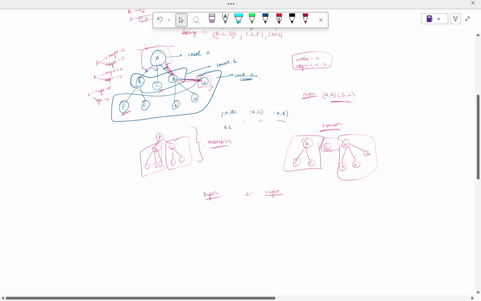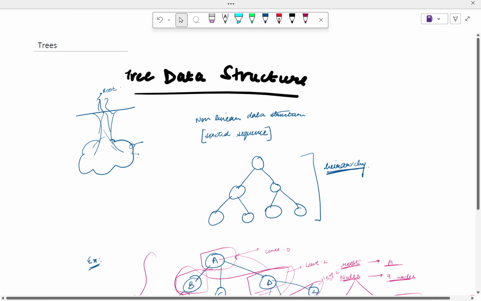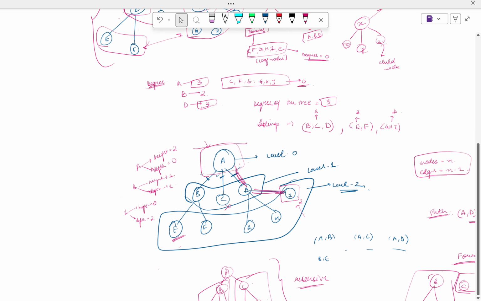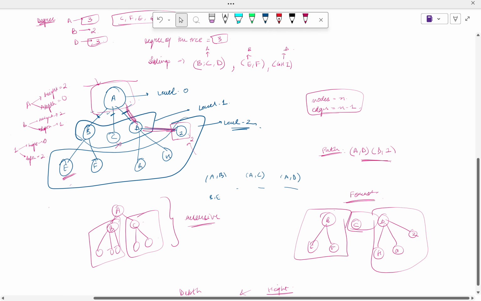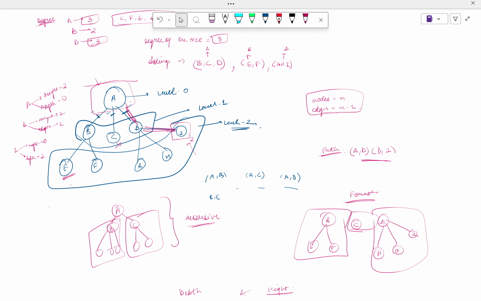Okay, so these were all the concepts that we need to know about a tree data structure and how it functions. And in the next videos, we'll be covering the different types of trees, binary trees, and all the different varieties that we can have in trees, and the traversal algorithms, and all the functions that we can perform in a tree. So stay tuned and keep learning.